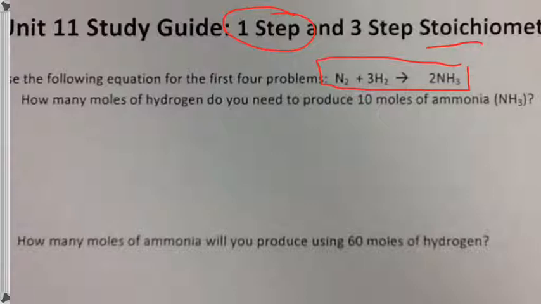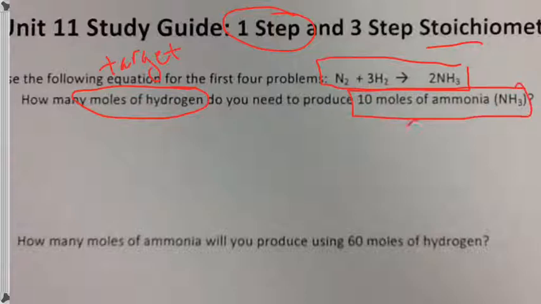So a typical problem is going to be a word problem, and you have to read through it and figure out what are they asking for, what's the target, and what are they giving you. So as we read through this first problem, it says, how many moles of hydrogen do you need? So that's a question. They're asking for a target. Moles of hydrogen, that's our target. That's our goal. Then, as we continue to read the problem, it says, do you need to produce 10 moles of ammonia? So our given is down here. That's our given. That's what we're going to start with.